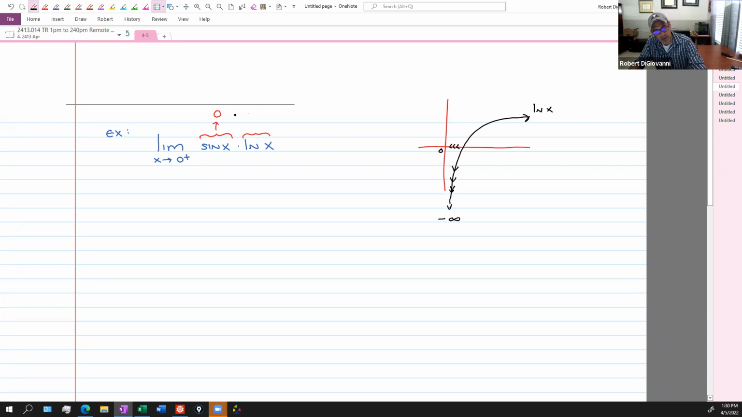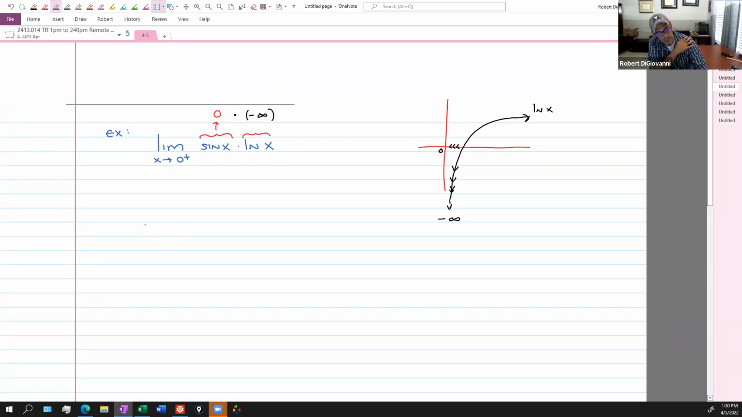So this is 0 times negative infinity, which again is an indeterminate form. It doesn't matter that it's negative infinity. You have a small number times a very big negative number. Who wins, right? So we've got to drop 1. We need to drop 1.